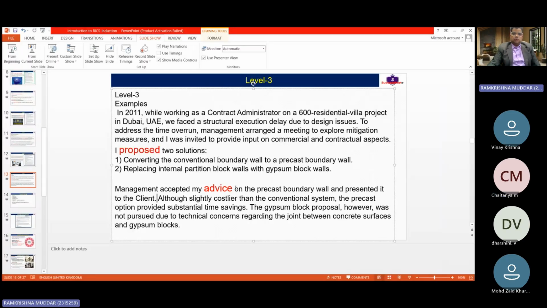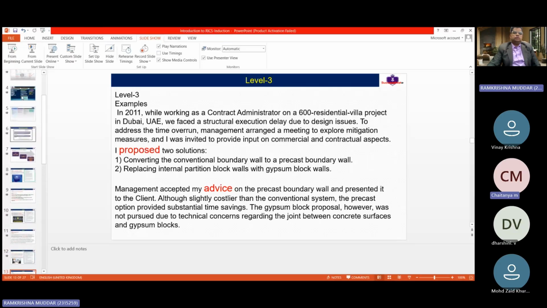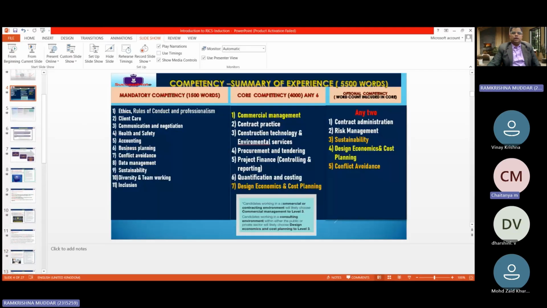Your answer is perfect. Only thing, we have to write in a concise way. But this is what you told about the value engineering. We have one competency called project planning and cost planning. Understand? If you go through this slide, there is design economics and cost planning.